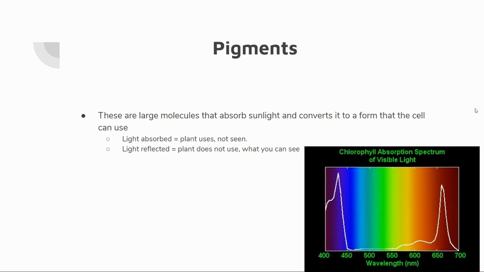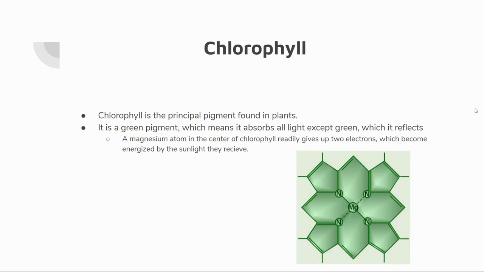So pigments are large molecules that absorb sunlight and convert it to a form that the cell can use. The light that is absorbed is what the plants are going to use, and that is also the light that we do not see. Light that is reflected is light that the plant does not use, and is what we will see. So chlorophyll is the primary pigment that is found in plants. It is a green pigment, which means that it absorbs all the light except green waves. It reflects these green light waves.